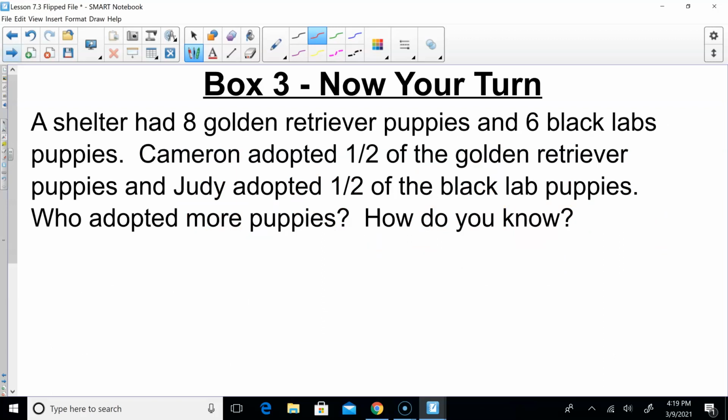You need to solve the following. A shelter had 8 golden retriever puppies and 6 black lab puppies. Cameron adopted 1/2 of the golden retriever puppies, and Judy adopted 1/2 of the black lab puppies. Who adopted more puppies? How do you know? Good luck solving this one on your own this time.